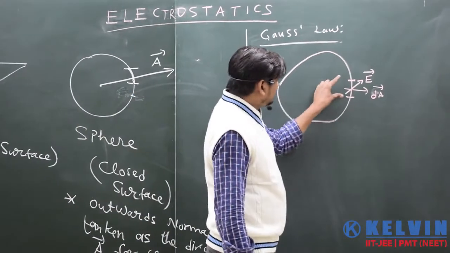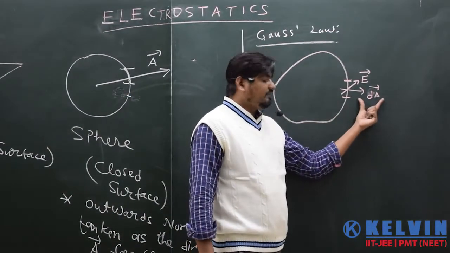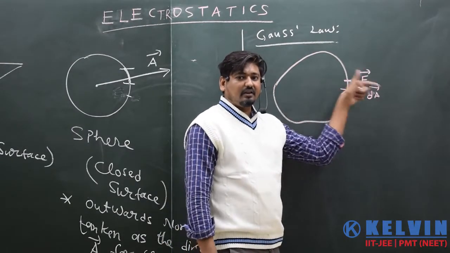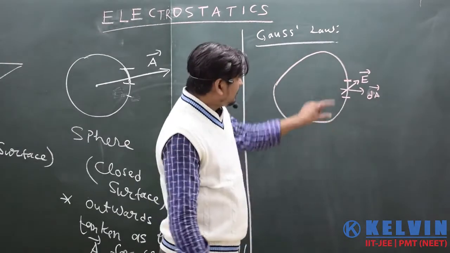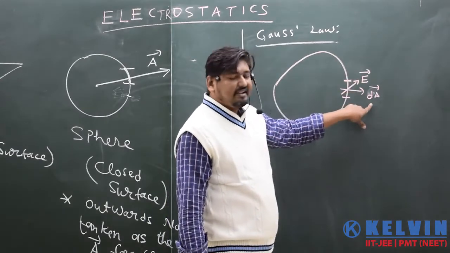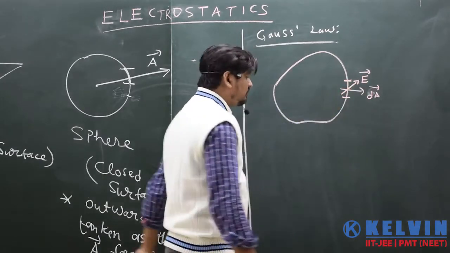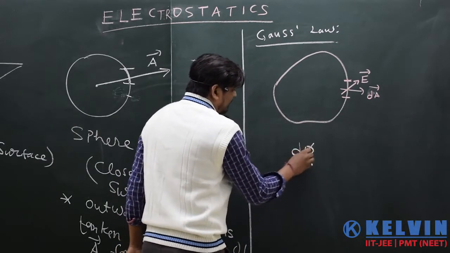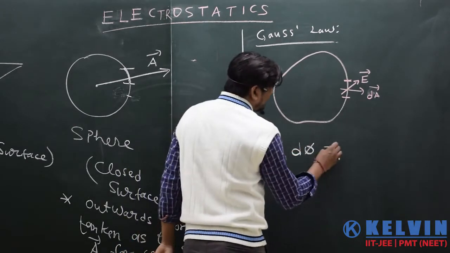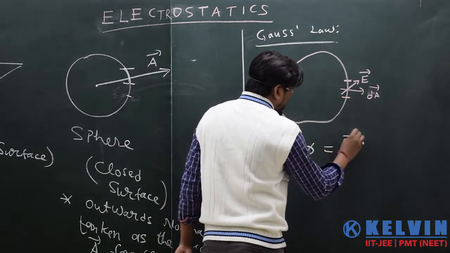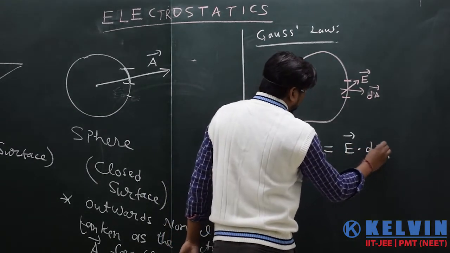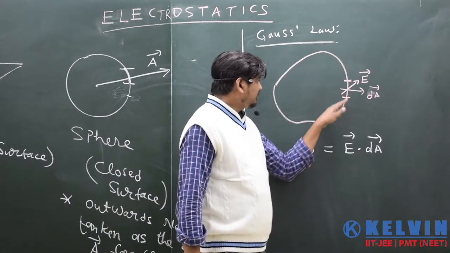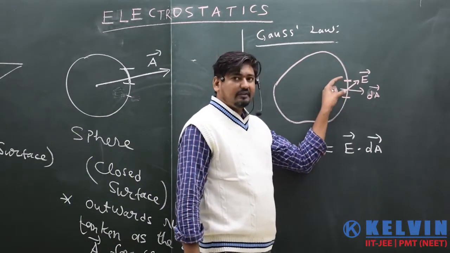So what is the flux associated? You can see very easily it is a closed surface, and I have taken dA vector in the direction of outwards normal, right? So the dot product of E vector and dA vector will give you dφ, and it is equal to E vector dot dA vector, right? So this is the flux crossing through this particular elementary surface.